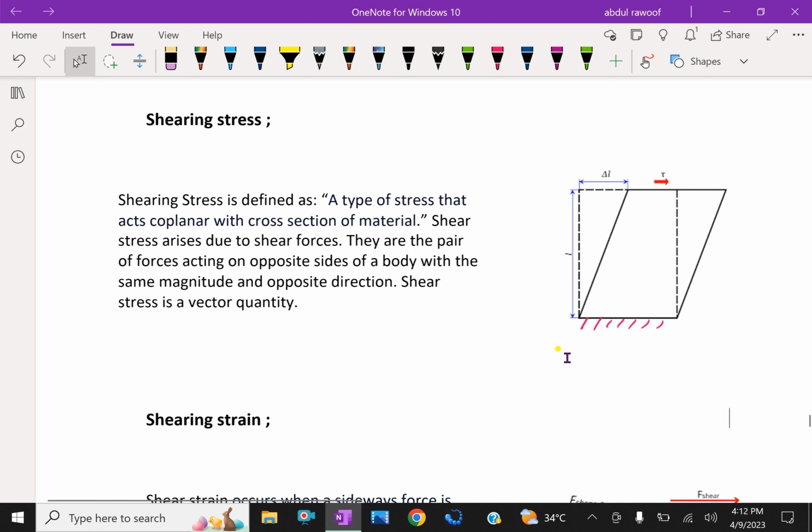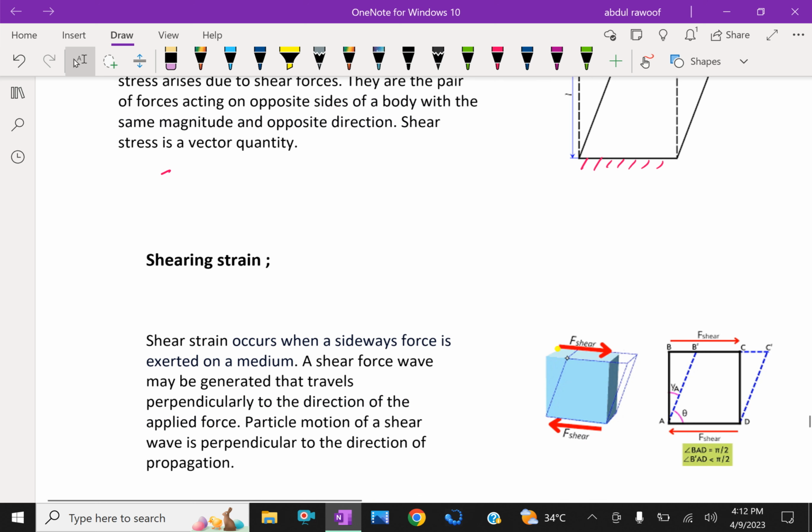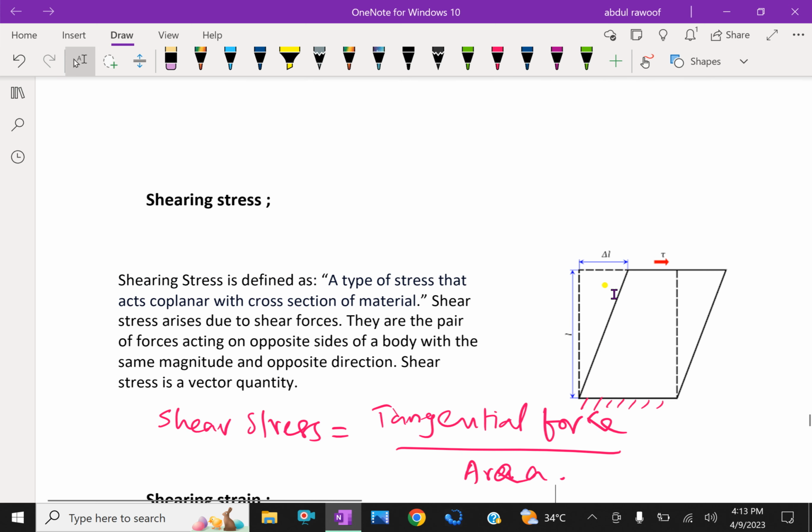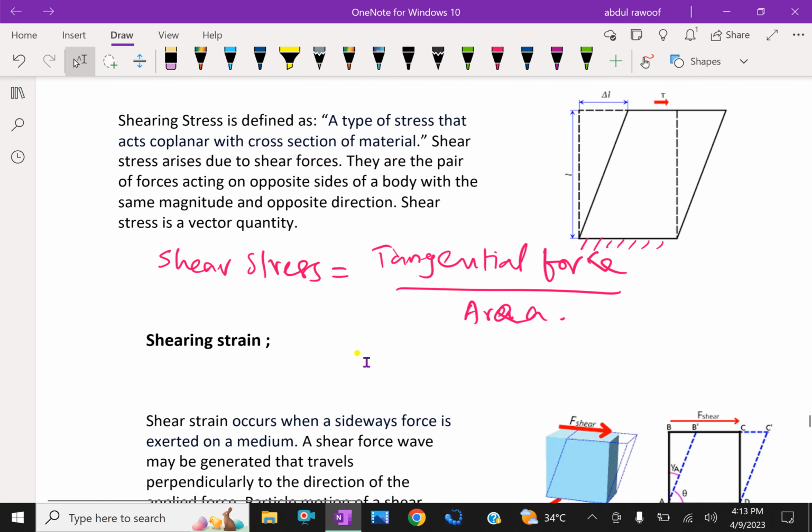Now, shear stress formula is equal to tangential force by area, cross area. This is a shear stress. That means this force divided by the base area, the cross-sectional area of the object.